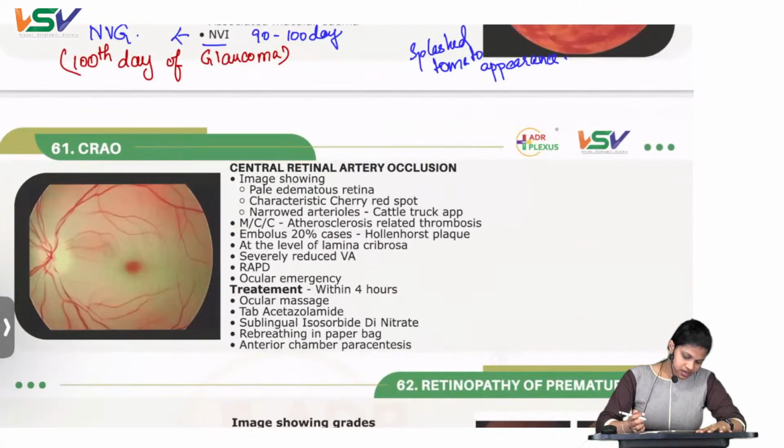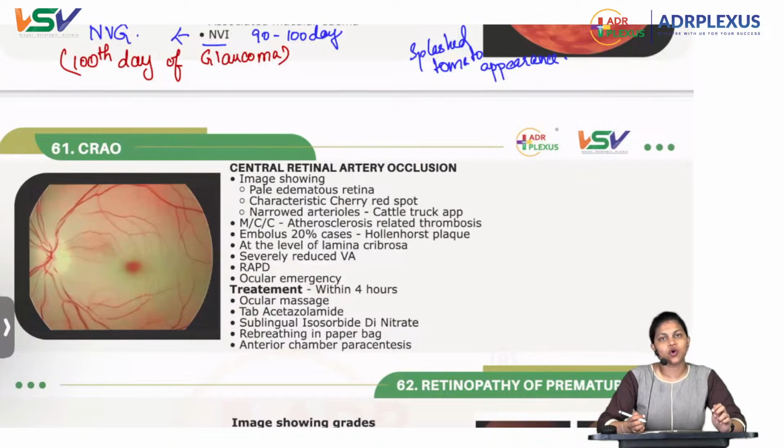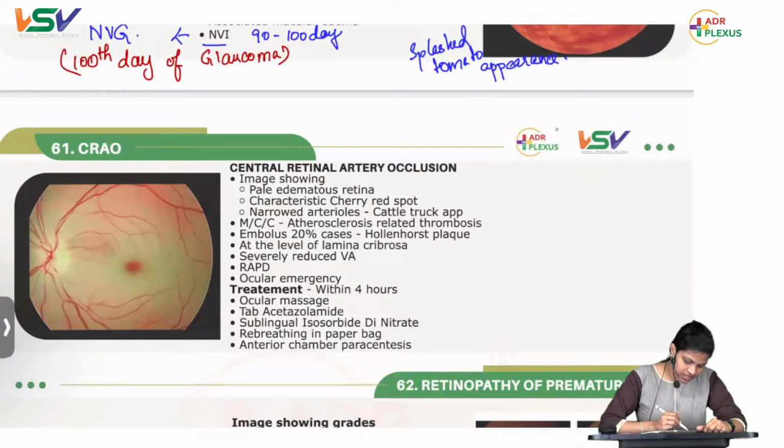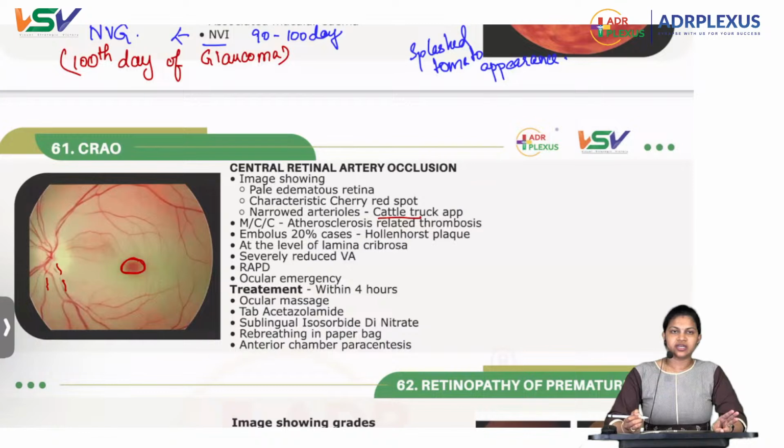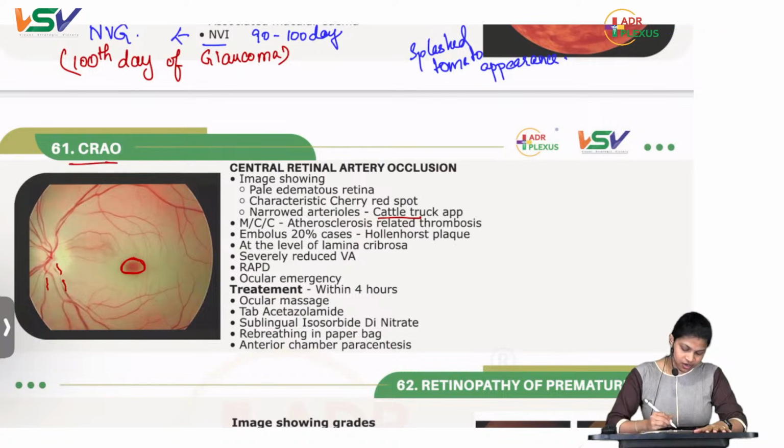Now, next is again you see a fundus picture. So what do you see here? It is a pale retina. You are not seeing the normal glow. It is a pale retina. Whenever you are anemic, remember you have less blood flow. That means what? Arterial occlusion. So central retinal arterial occlusion will have a pale edematous retina, which you can see here, and a characteristic cherry red spot. This is a cherry red spot over the macula, and the narrowed arterioles will show a cattle truck appearance. Okay, cattle truck appearance. So pale edematous retina, cherry red spot, cattle truck appearance, central retinal artery occlusion.